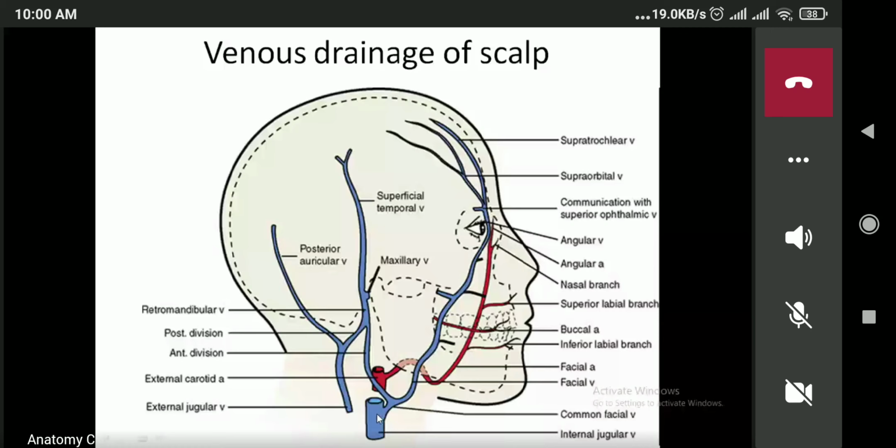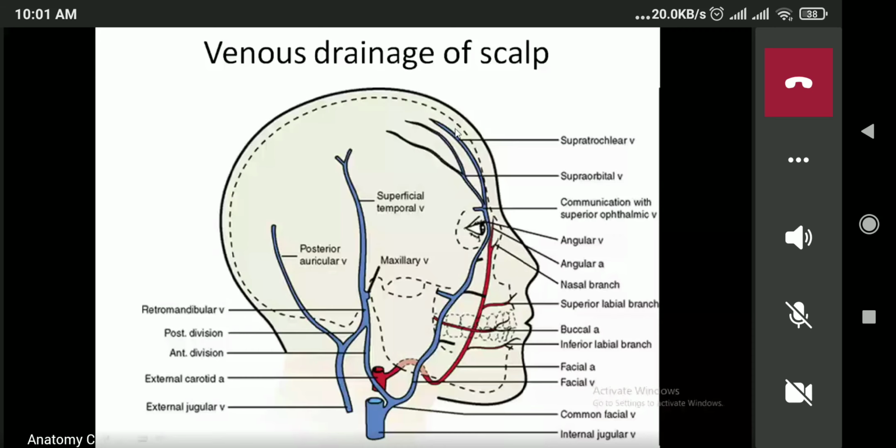And then the fourth set is the posterior auricular artery, which is accompanied by the posterior auricular vein. Now, this posterior auricular vein unites with the posterior division of the retromandibular vein to form the external jugular vein. Are people clear about this? Once again, the supratrochlear vein and supraorbital vein unite to form the angular vein at the medial angle of the eye.